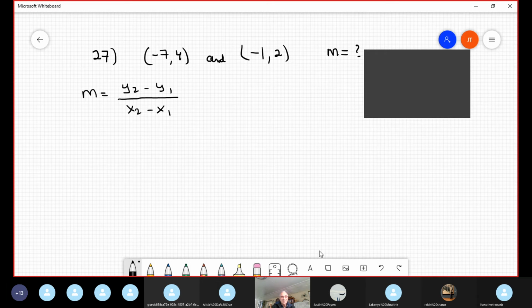Who is y2, x1? Either. So you can assume this is my first point and this is my second. But if another student supposes different, this is the first and this is the second, the answer doesn't change. It stays the same. X1, Y1, you assume, and this is X2, Y2. And substitution. Who is Y2? 2. Minus. The formula has a minus here. 2 minus Y1, who is Y1? 4. X2, who is X2? Negative 1. Minus. This minus is this minus. And who is X1? It is negative 7.